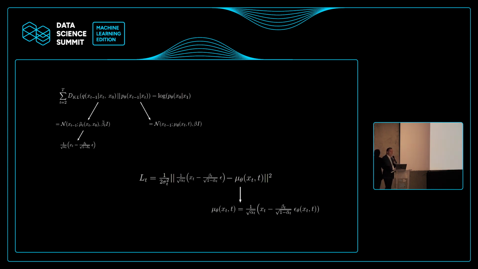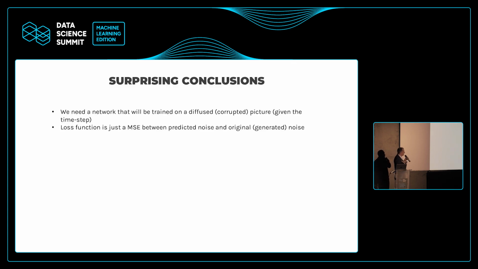But to be honest, it's not the math that is important for us to understand now, but rather the surprising conclusions that come out of this math, and they are actually quite simple. All we need to make this work is a network that will be trained on a diffused picture, given the time step, and will be supposed to detect the noise. And the loss function in this case is just the mean square error between the predicted noise and the original generated noise.